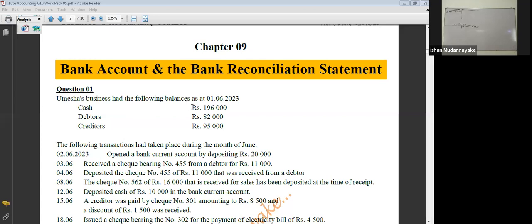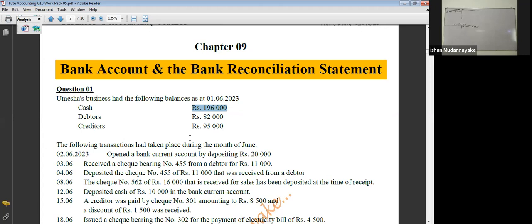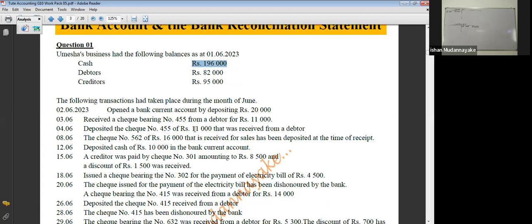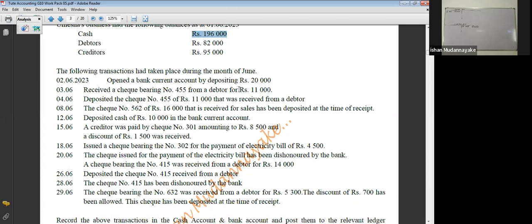Now quickly go to the cash book. Cash book opening balance 196,000. Debtors account opening balance 82,000. Creditors account opening balance 95,000. Right, opening balances we have recorded. Go to the first transaction. The following transactions have taken place during the month of June. Now we will record all the transactions. Look at the question.